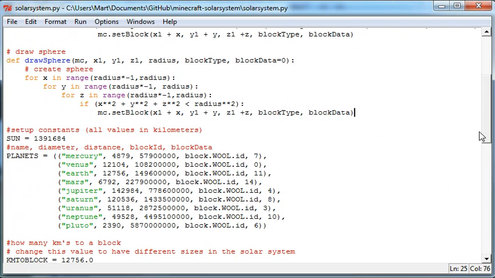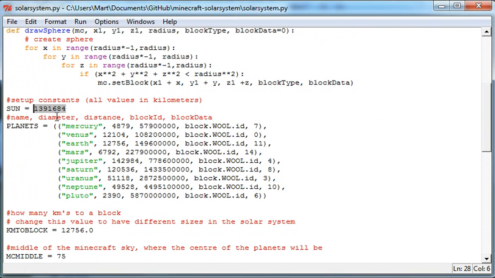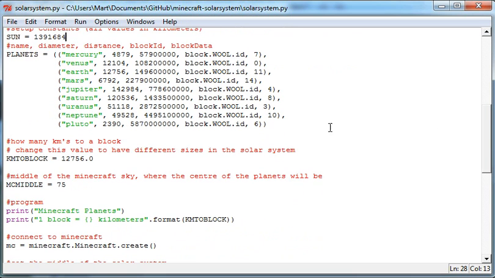And what I do is I set up some constants. So the first one is, well, how big is the Sun? Well, actually, its diameter is 1,391,684 kilometres. And I set up similar parameters for the planets, in so much as their diameter and their distance from the Sun. I also create a ratio, which is, well, for every block, how many kilometres are there? Well, in this world, 12,756, which is the diameter of the Earth, making the Earth exactly one block.